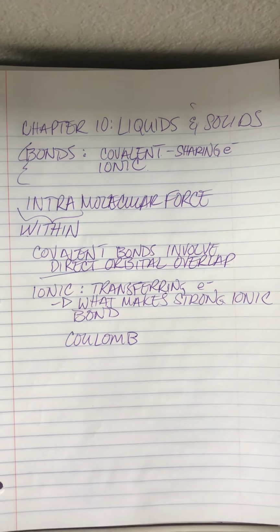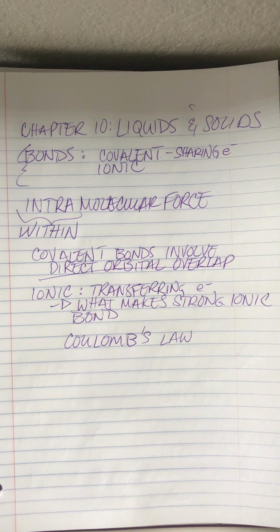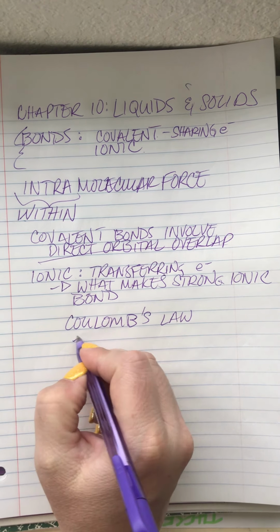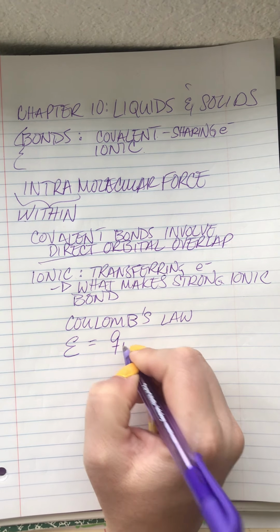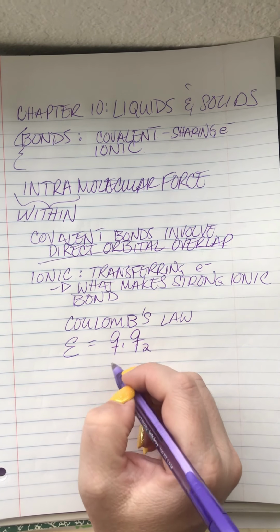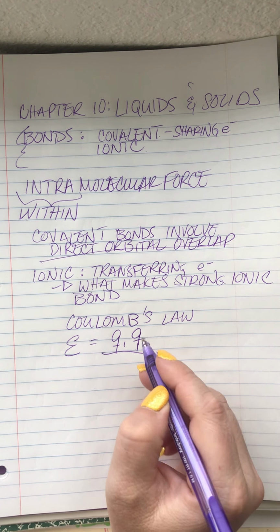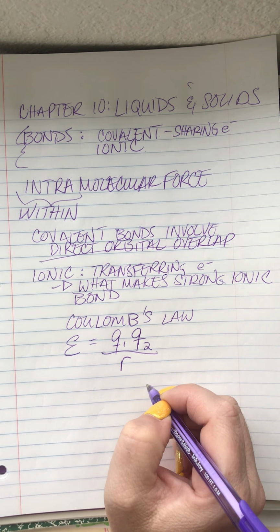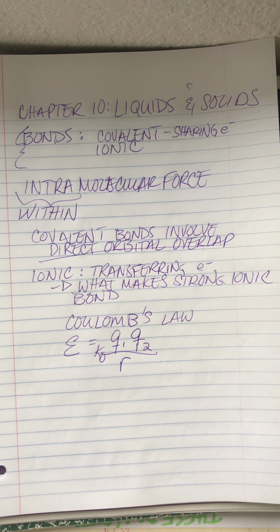You guys remember this guy? Coulomb's law? A little bit. So Coulomb's law says that the energy of assembling two charges, Q1 and Q2, is proportional to the multiplication of those charges divided by the radius that separates them, times a constant. You guys remember this? Kind of, sort of?